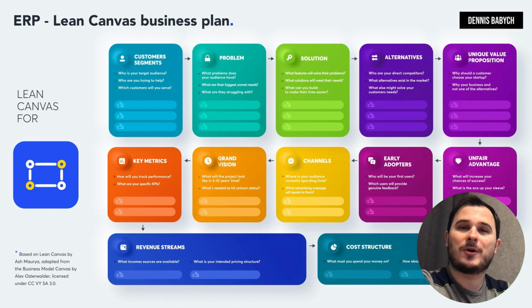Now, let's talk about your unique and fair advantage. This is the powerful factor that sets you apart from your rivals. It could be your strategic partnership, first mover advantage, personal brand advantage, AI utilization, and so on.